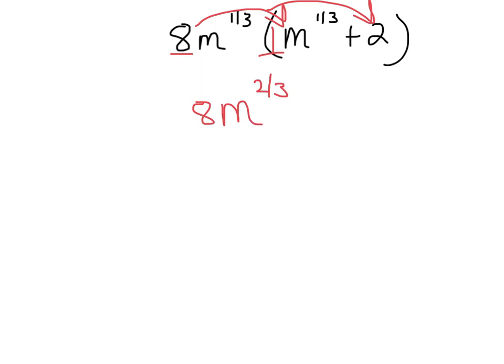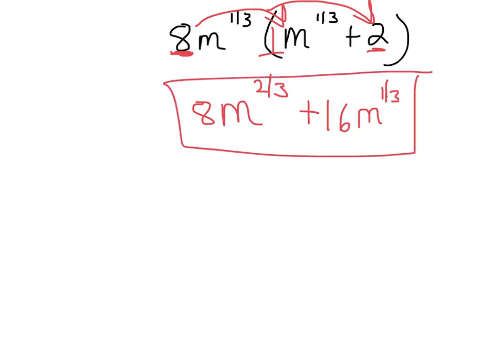So 8m to the 2/3 plus, multiplying coefficients, 8 times 2 is 16, and then attaching the m to the 1/3. So we have 8m to the 2/3 plus 16m to the 1/3. These are unlike terms because the exponents are different. It's 2/3 and 1/3. So because the exponents are different, we're not allowed to go further, and that's our final answer, 2 separate terms.